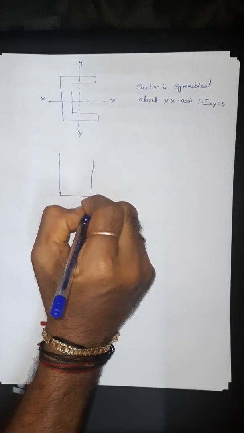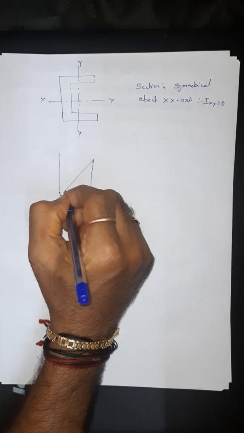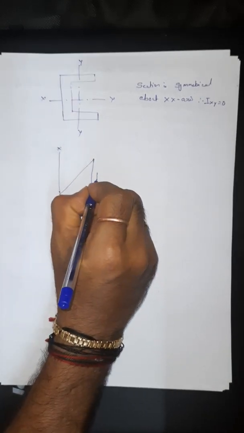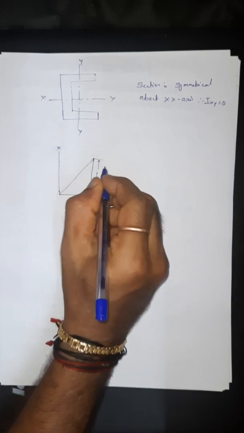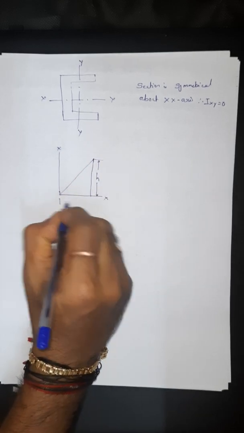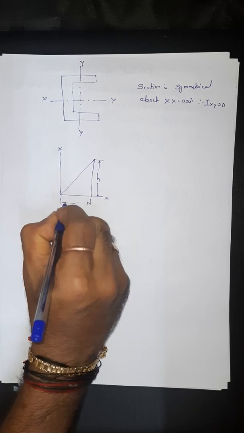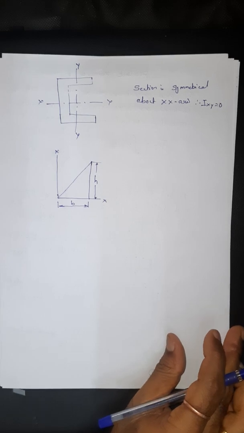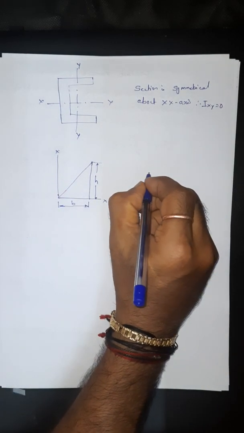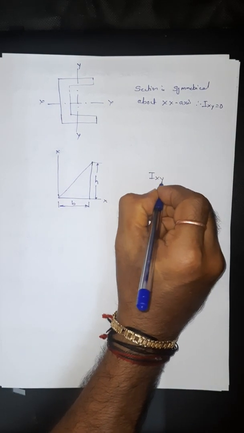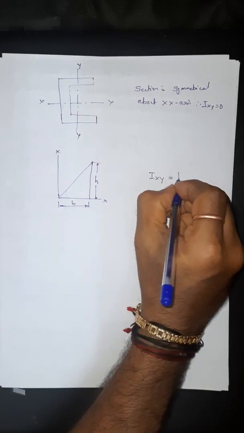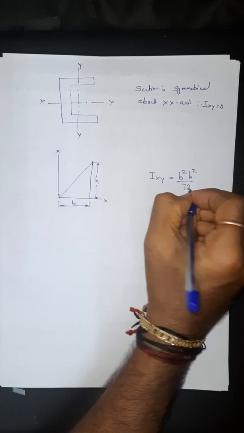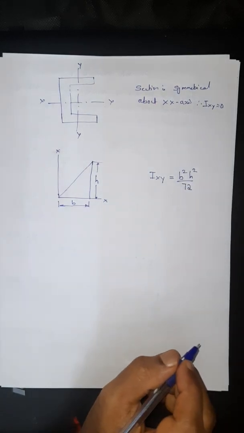Suppose the triangle, for example, is there. The height can be denoted as h and the breadth can be denoted as b. This is not symmetrical. So only when you have the shape of a right angle triangle, the formula for that is Ixy equal to b square h square by 72. So you have to remember this, right?